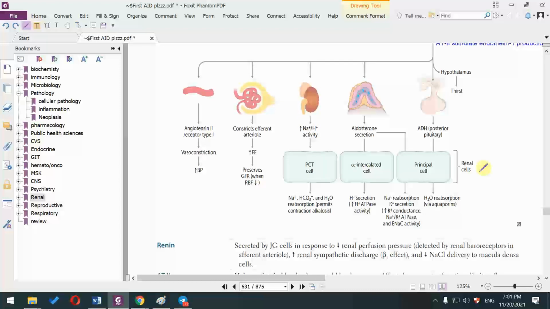So renal cells. We have the principal cells. The principal cells, where are they located, guys? Is it in the PCT, DCT, or is it in the collecting tubule? Collecting tubule, correct. What about the alpha intercalated cells? Are they in the same? Yes, okay, good. Okay, so here we have a sodium hydrogen activity of this channel.